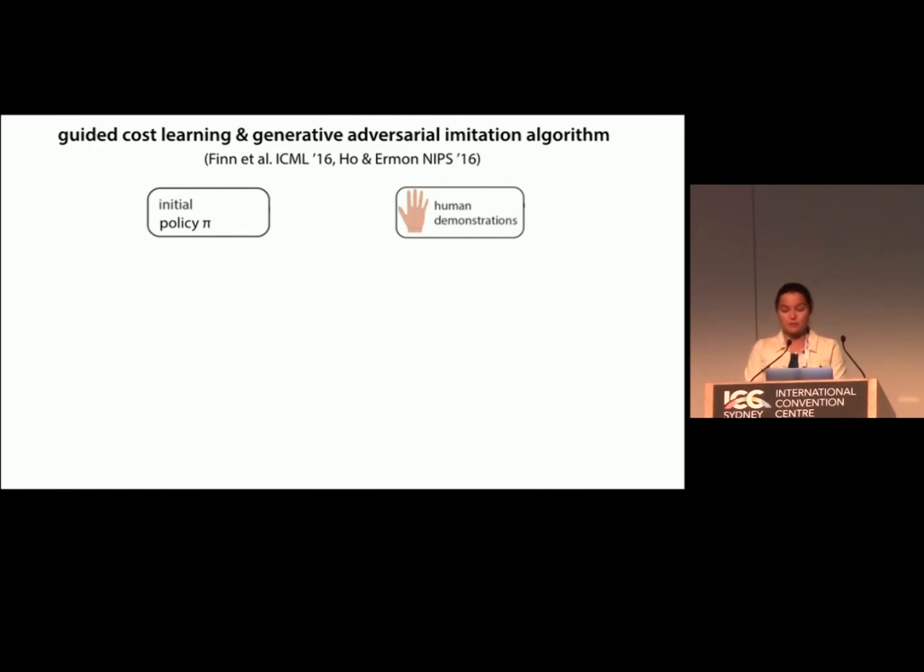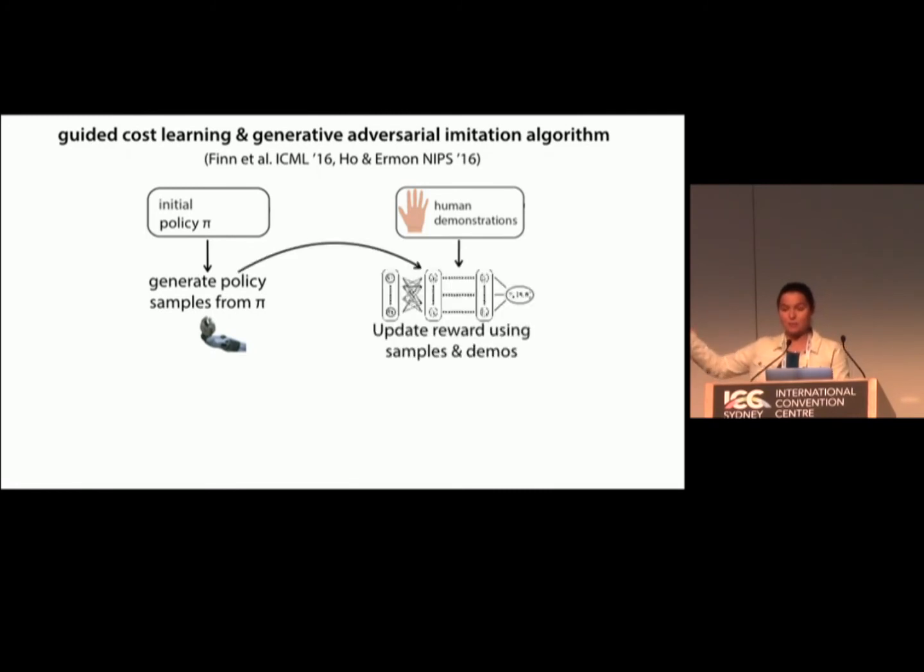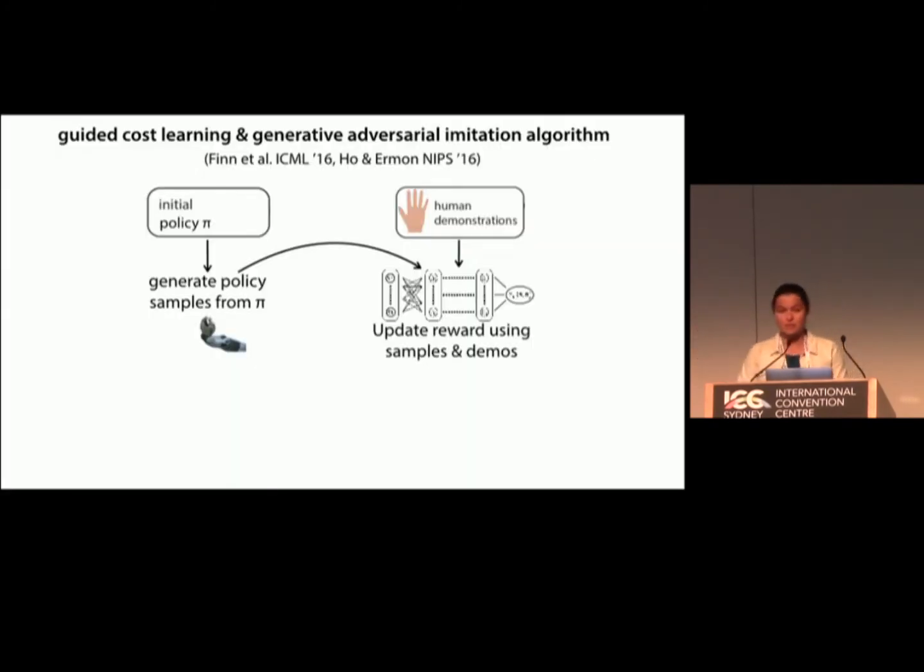The inputs to the algorithms are an initial policy and a set of human demonstrations. Then you can take your initial policy and generate samples from that policy. That's the first step. And then you're going to use those samples to estimate the partition function, as well as use the demonstrations to update your reward function using the samples and the demonstrations.